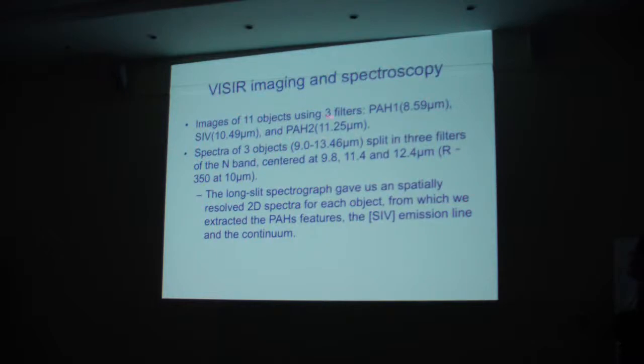So we took 11 objects and we used three filters. This is PAH1, which is centered at 8.59, which is supposed to pick up the 8.6 band from the PAHs, then sulfur-4, and PAH2, which takes the 11.3 feature of the PAHs. And we also took spectra for three of them in the MIR. So these are the three filters, which are centered at these wavelengths, and the resolution is 350. So it's not high resolution, whereas with this, you get spatially resolved spectra of these objects.